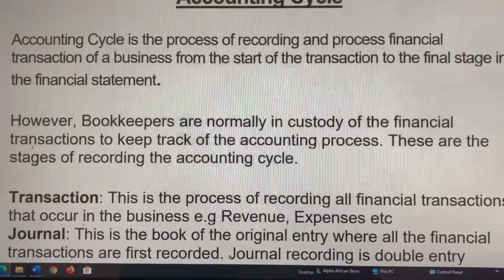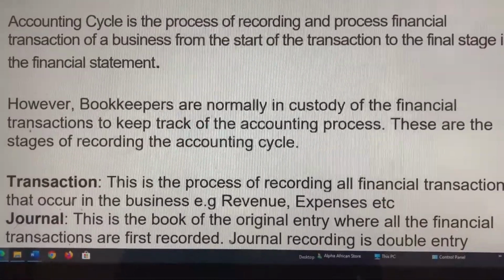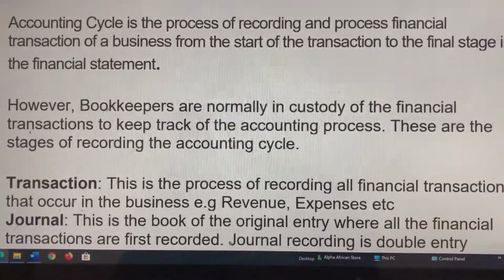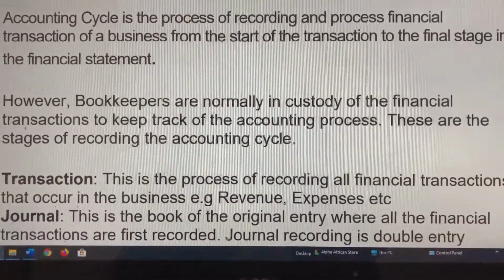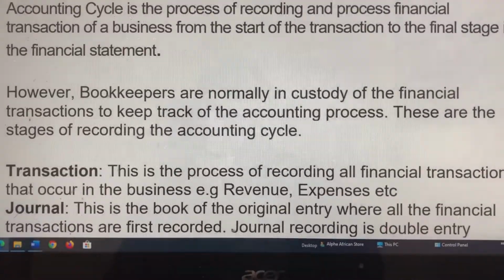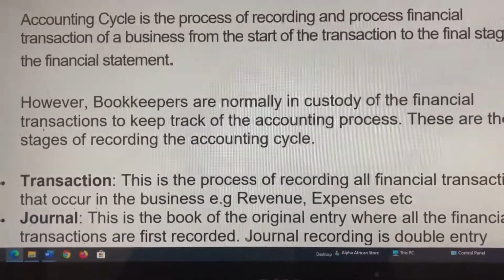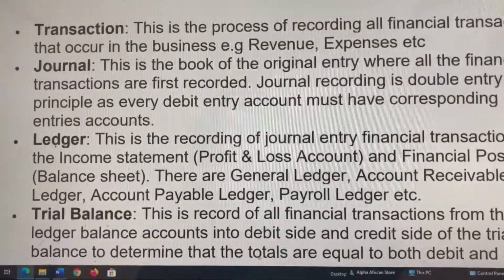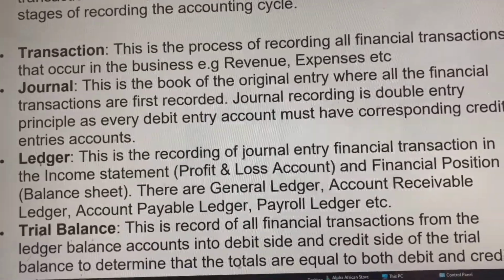However, bookkeepers are normally in the custody of these financial transactions to keep track of the accounting. There are stages of recording this accounting cycle, from the beginning of the transaction to the end of the transaction. So we are going to talk about the stages, that is, the cycle that we have to know.